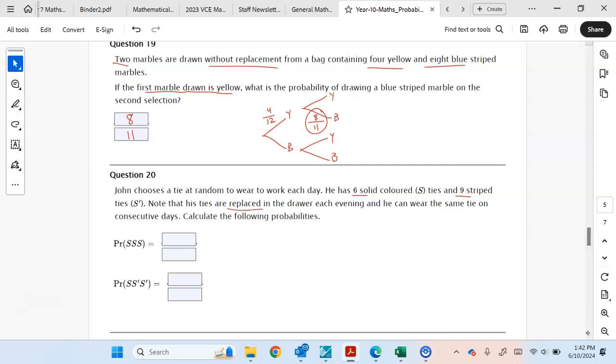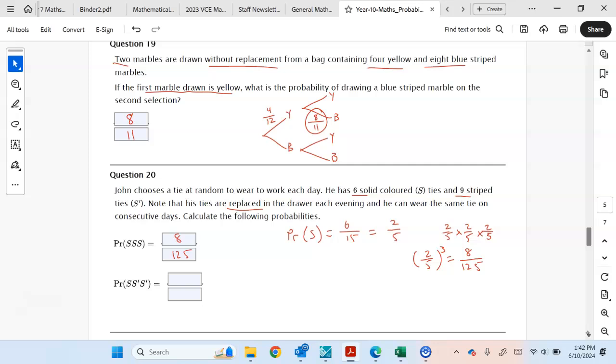Calculate the following probability. So SSS. The probability of one solid is 6 over 15, which simplifies to 2 over 5. So if you've got SSS, that's 2 over 5 times 2 over 5 times 2 over 5, which is the same as 2 over 5 to the power of 3, which is 8 over 125.